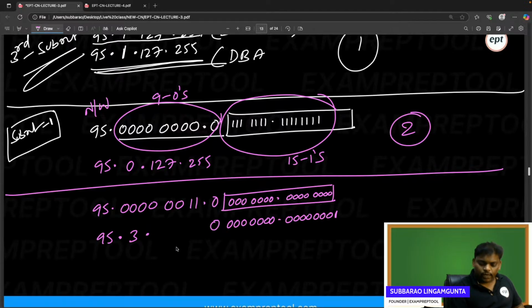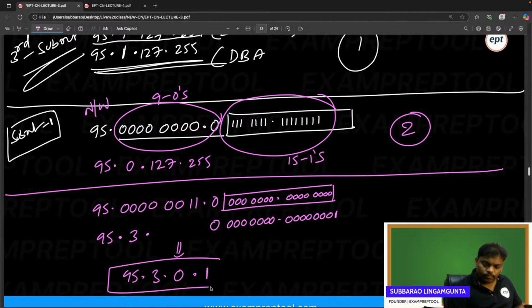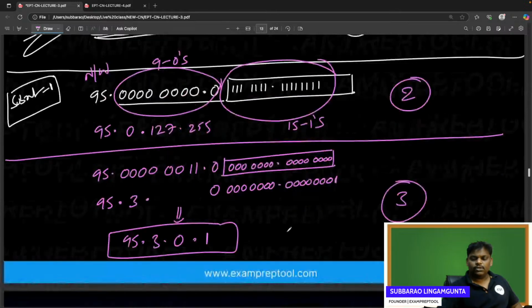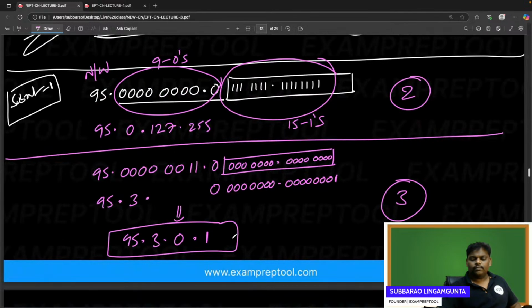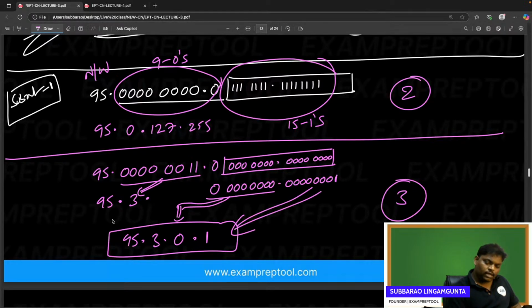If you write properly, 95.3.0.1. So it's the third question answer. If you see this, this entire thing is 3. This entire thing is 0. This entire thing is 1. This 95 is common.